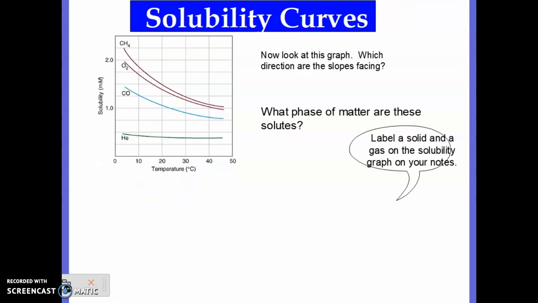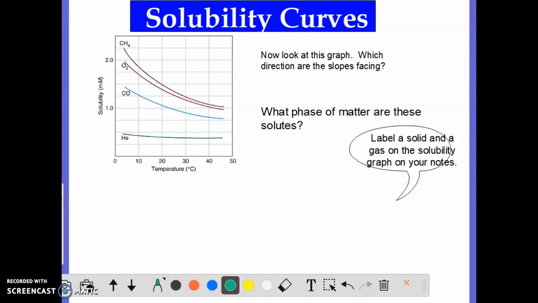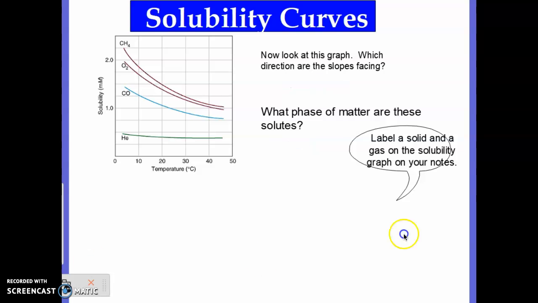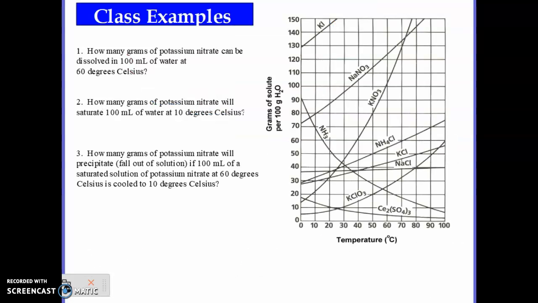But if you look at gases, this is what it's going to look like. As temperature increases, the curves are facing down, so they are negative. And what phase of matter are all of these? We know that carbon monoxide, oxygen, helium, those are all gases. So the opposite could be said for solubility of solids versus solubility of gases. As temperature increases, solids are more soluble. As temperature increases, gases are less soluble, so they're completely opposites of each other.